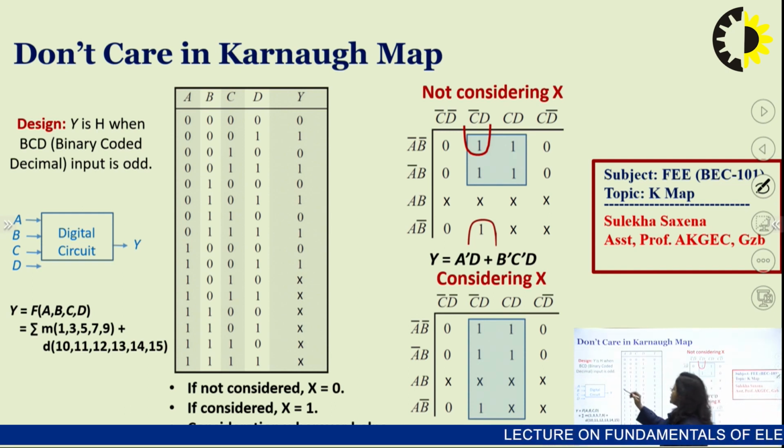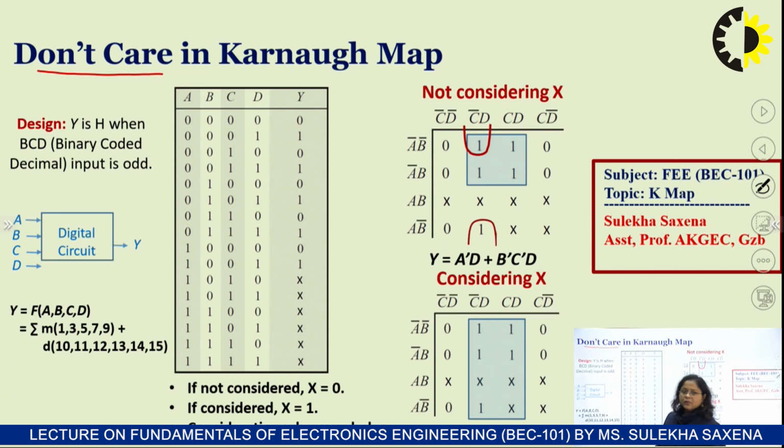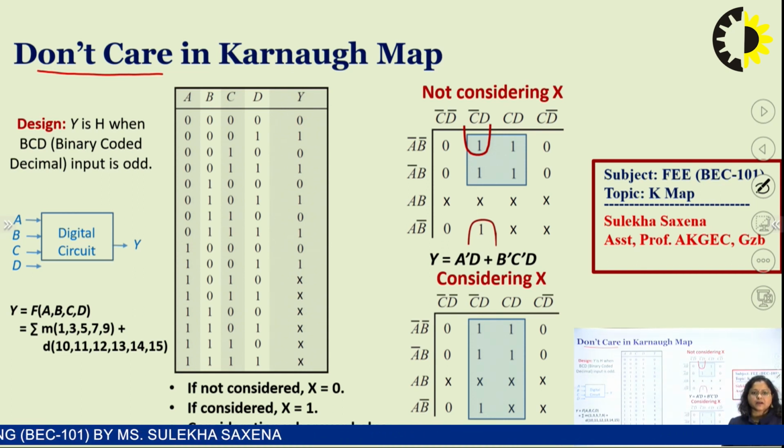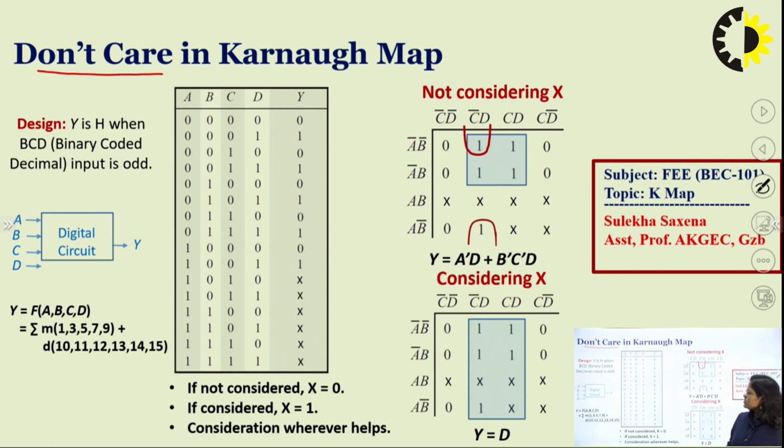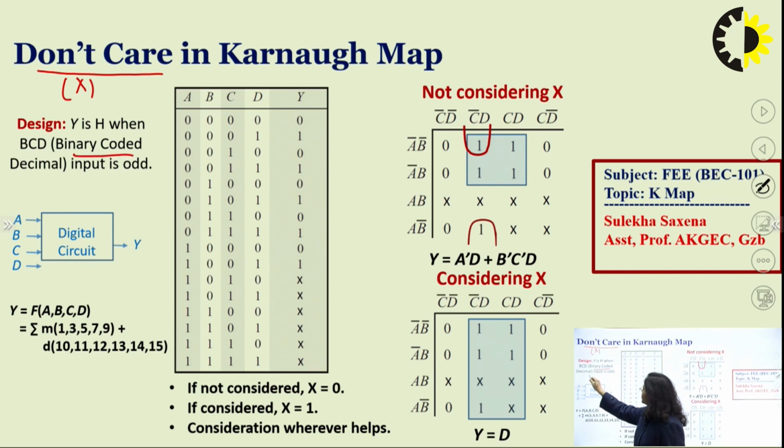There is one more concept of don't care in KMap. The terms which will not affect the output are considered as don't care. The presence of those terms whose value will not affect the output are considered as don't care. These don't care terms are inputted as X or cross in KMap. If we require this cross for grouping purposes, we will consider it as 1, otherwise we will consider it as 0.